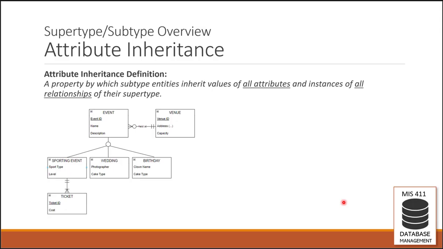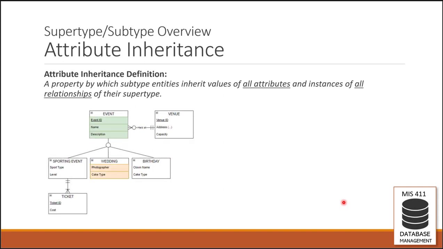So here's basically an illustration of that same logic. Again, we're starting with the event supertype and the sporting event, wedding, birthday subtypes. I've color-coded the supertype's attributes: event ID, name, and description. Those live in the supertype event. And we're going to look specifically at wedding. So the wedding has its own attributes: photographer and cake type, and the wedding is a subtype.